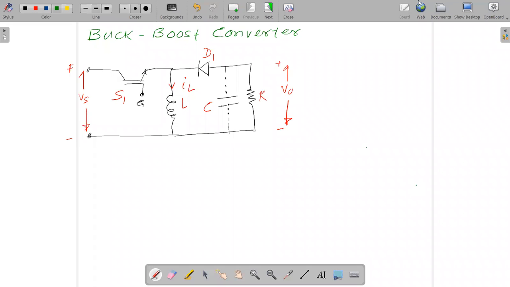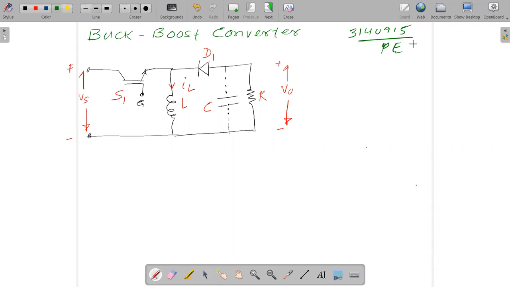Hello, friends. So let's continue with the subject of power electronics of Gujarat Technological University. And in that, today we are going to discuss about buck boost converter.